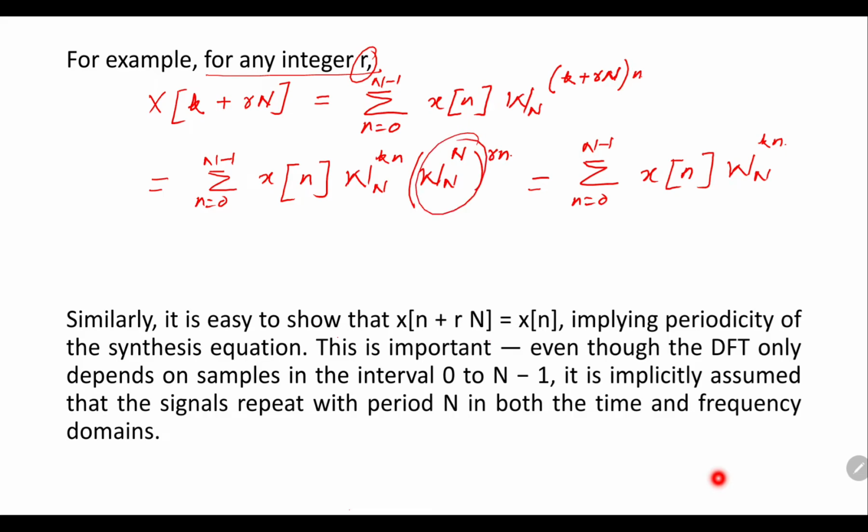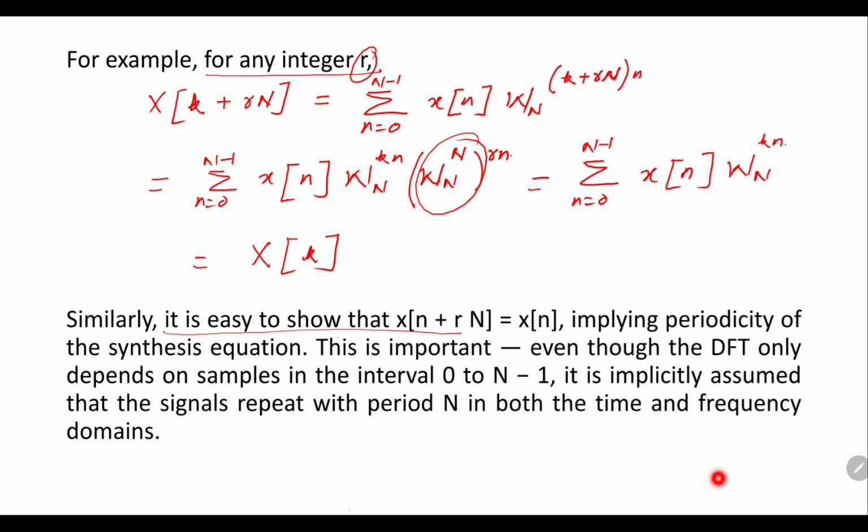This will become 1 over here, and now this equation finally will become X[k]. So you can understand, we have the discrete Fourier transform, it is cyclic with the time period of capital N. Now similarly, its synthesis equation we can also write down.